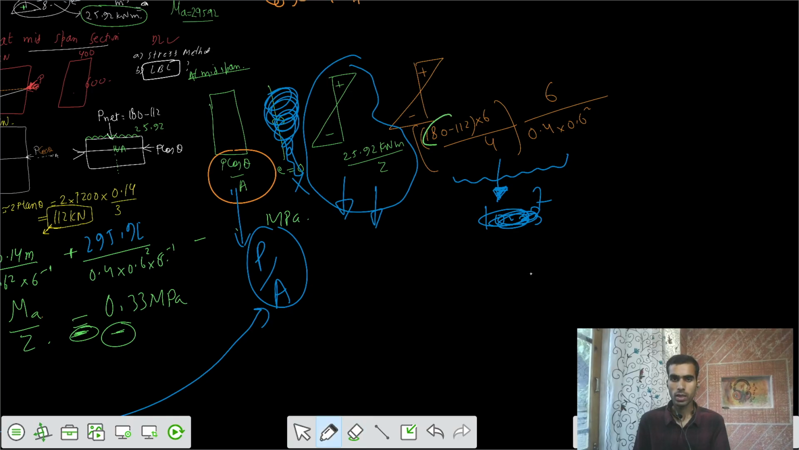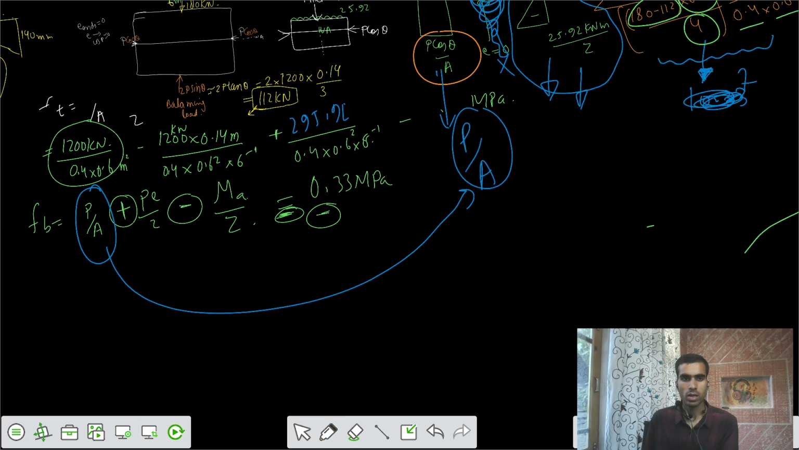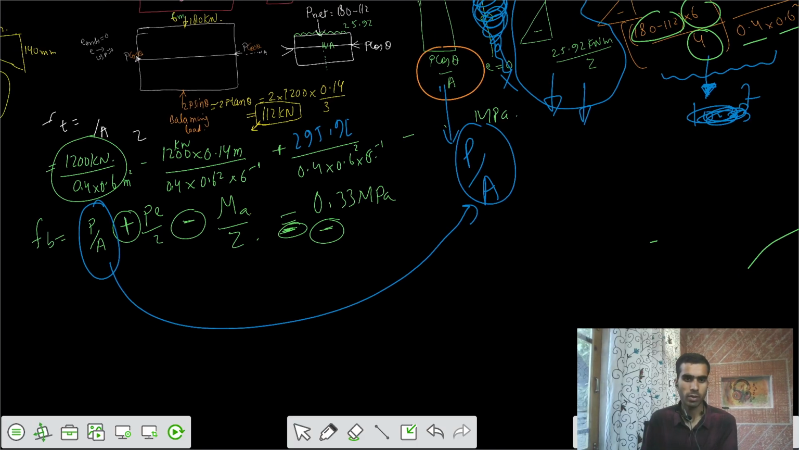So this is P, this is L, this is 4, and this is BD square by 6. So everything is okay, but the answer is coming out to be a different value. I would say the value of P by A was 1200 divided by 0.4 divided by 0.6. That's 5 megapascal. So P by A is 5 megapascal.